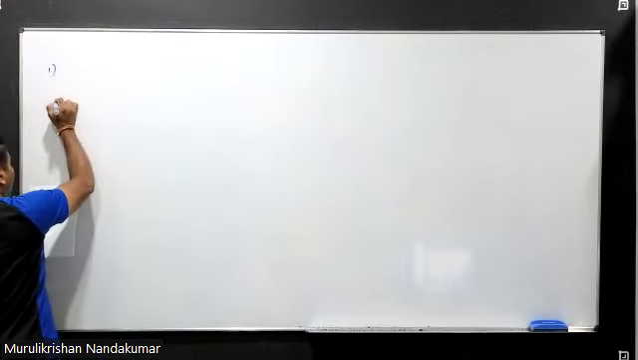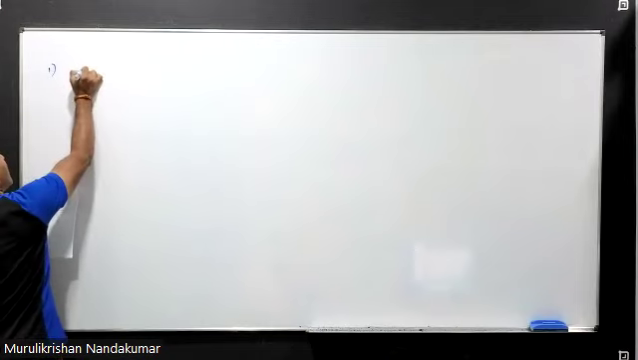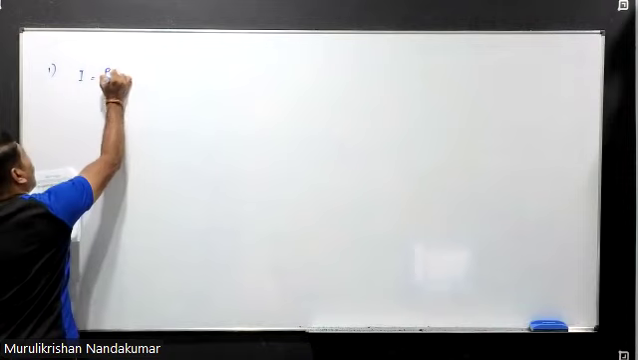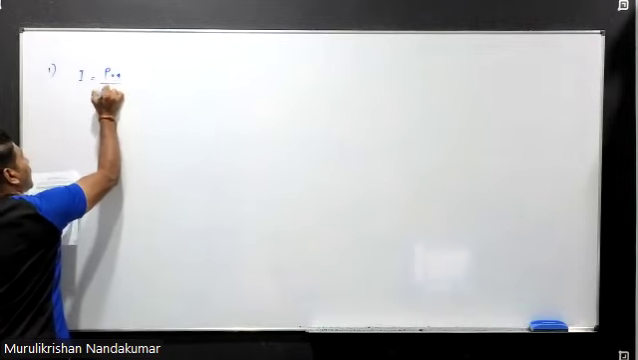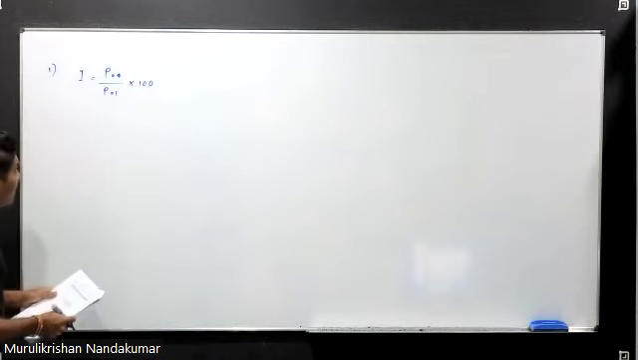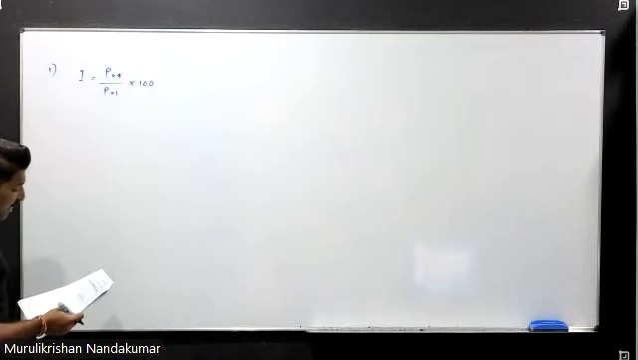Okay, for question number 1, I'm going to create my formula first. Price of 2004 over price of 2001 times 100. Okay? So first question, they want us to find the X.